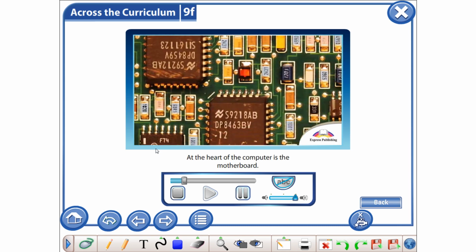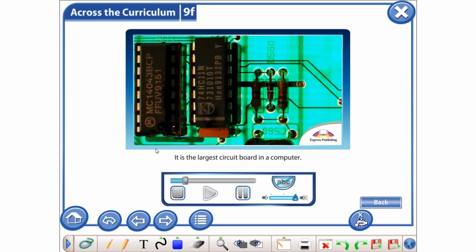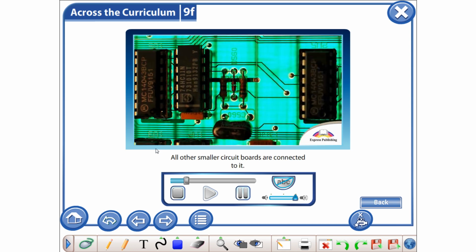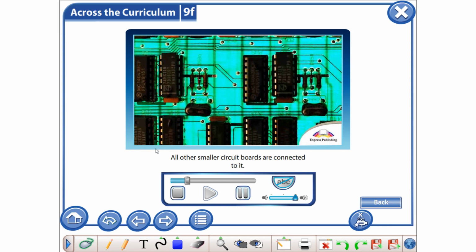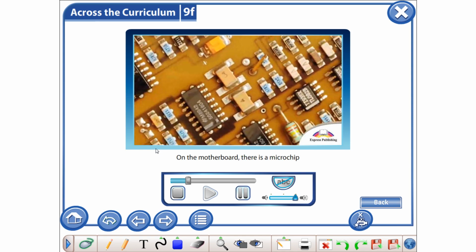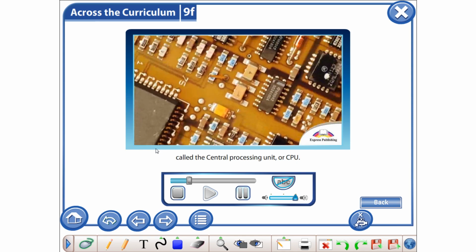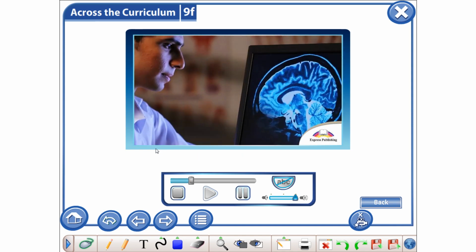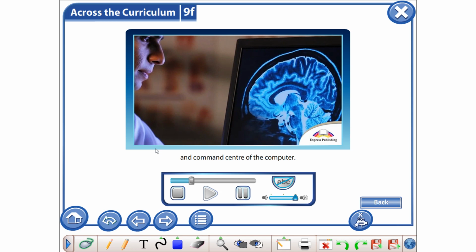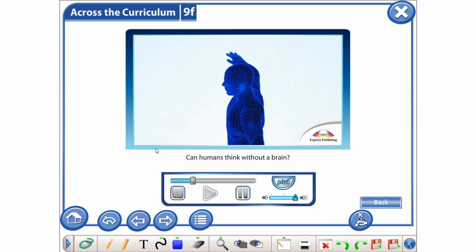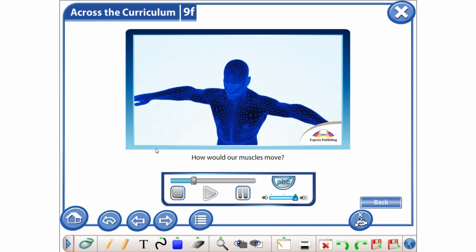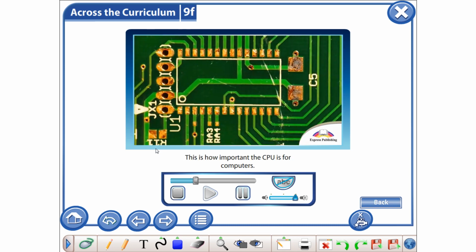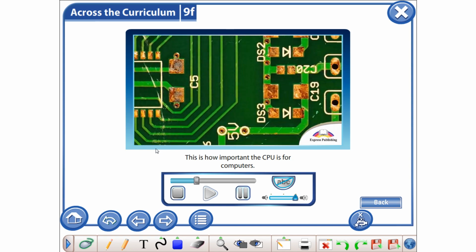At the heart of the computer is the motherboard. It is the largest circuit board in a computer. All other smaller circuit boards are connected to it. On the motherboard there is a microchip called the Central Processing Unit, or CPU. This is basically the brain and command center of the computer. Can humans think without a brain? How would our muscles move? How would we react to what's happening around us? This is how important the CPU is for computers.